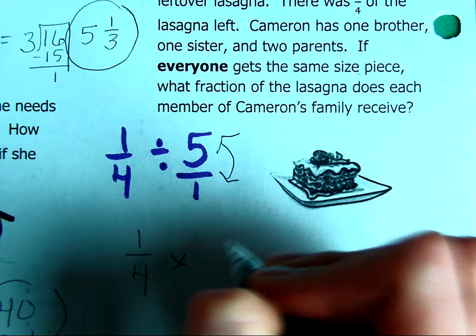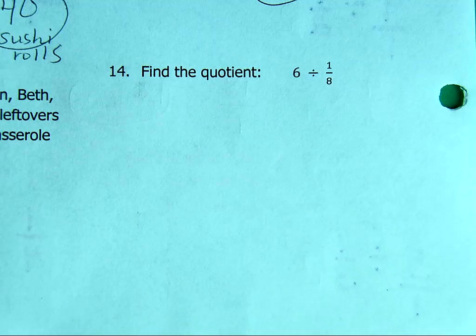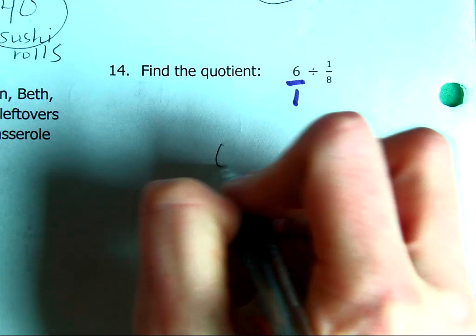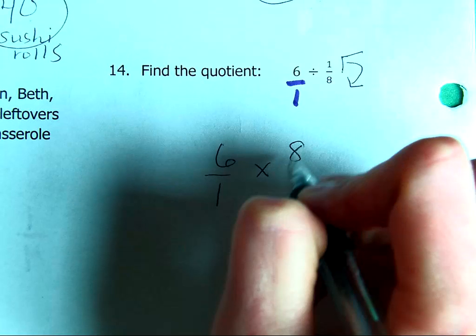Number 14, find the quotient. I have 6 whole divided by 1/8. I'm going to turn the 6 whole into fraction form. So I have 6/1, and I'm going to multiply by the reciprocal fraction of 1/8, which would be 8/1. 6 times 8 is 48, and 1 times 1 is 1. 48 divided by 1 is 48.